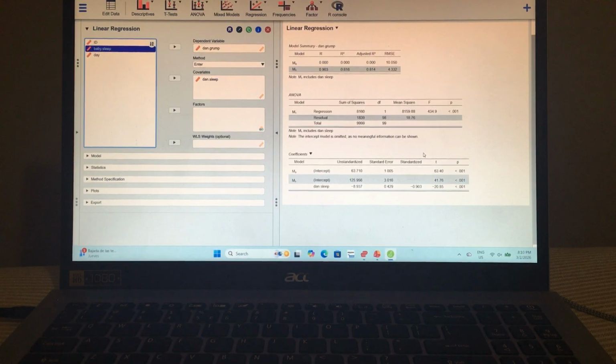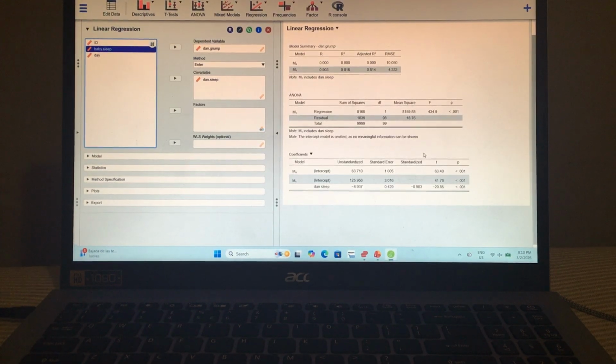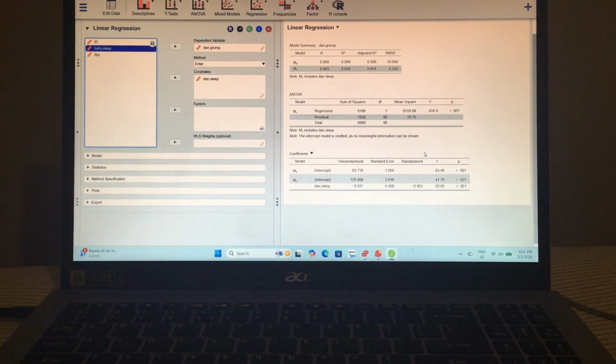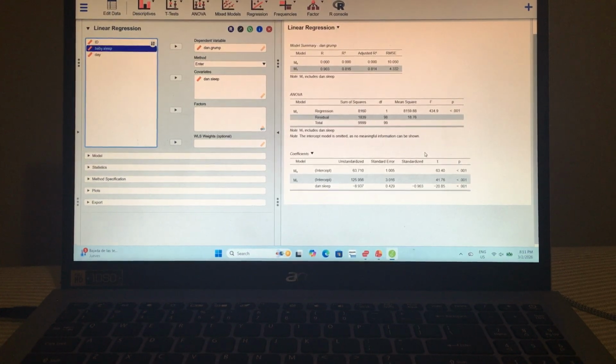The null hypothesis is that the model cannot be used to predict the y or the dependent variable. The alternative hypothesis is that the model can be used to predict the dependent variable. So to address these hypotheses, we used the f-test from the ANOVA table, which is that 434.9.